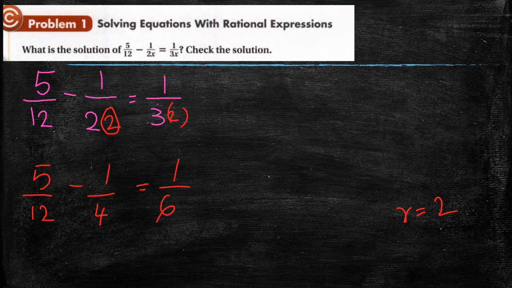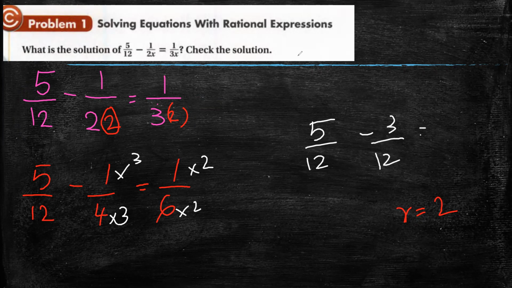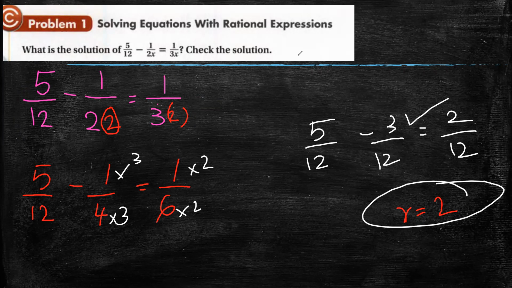Let's see what we have to do. We have 12, 4 and 6, so the common denominator here is 12. So 5 over 12 minus 3 over 12. Is it 2 over 12? Yes. So I will say that this is the solution.